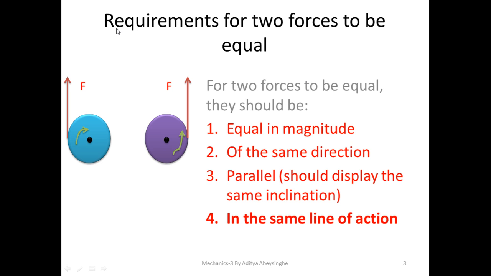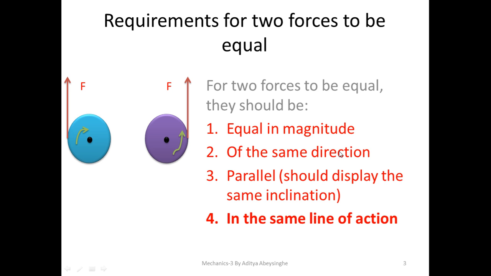To begin with, I will explain some requirements for two forces to be equal. Now you know that force is a vector. It has both a direction and a magnitude. When you drag or pull some object, you exert some force. That's one of the basic definitions of force. When you have two forces, one important question is how these two forces can be equal in both magnitude and direction. For two forces to be equal, there are four requirements that should be met.